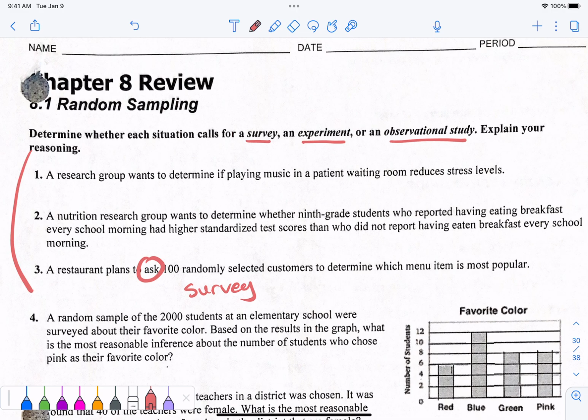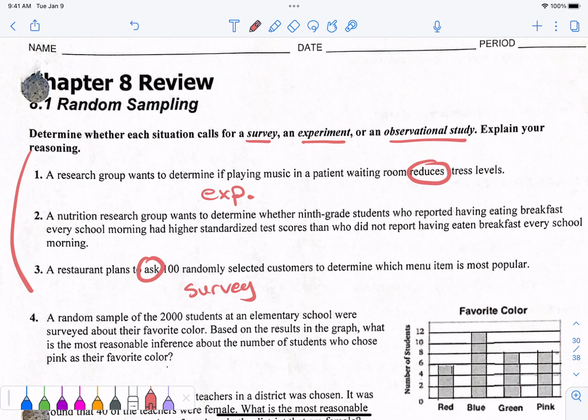Okay, let's go back to number 1. A research group wants to determine if playing music in a patient's waiting room reduces stress level. Observational study? Experiment, because you have one room. I get that you would have to observe their stress level, but if we're talking about reducing stress level, I won't know if it reduces unless I do one room that has no music and one room that has music, right? And I have to provide the music, and I'm doing something to 2 groups, and that's going to be more of an experiment. So that's why I would lean toward experiment for the first one.